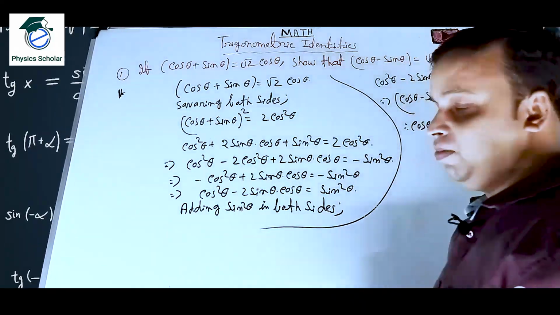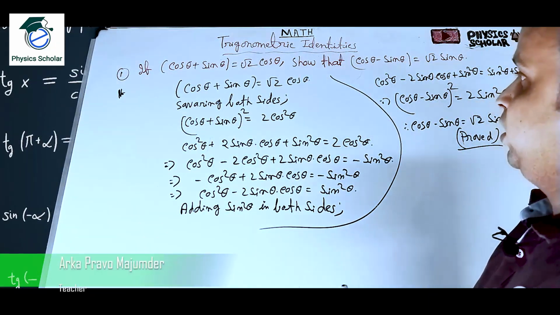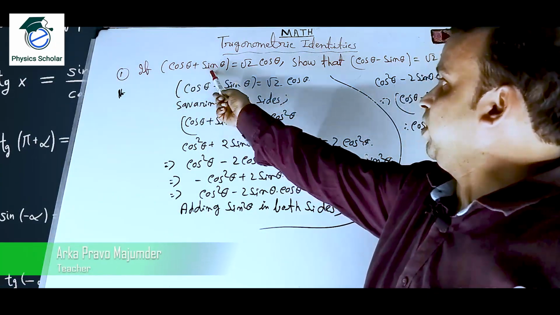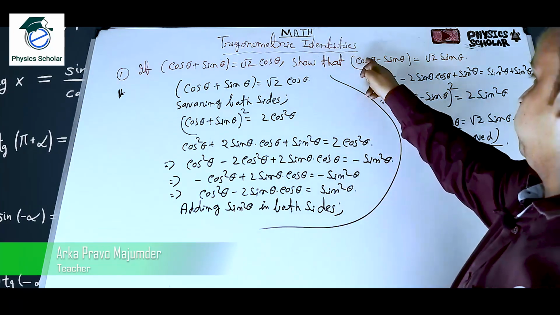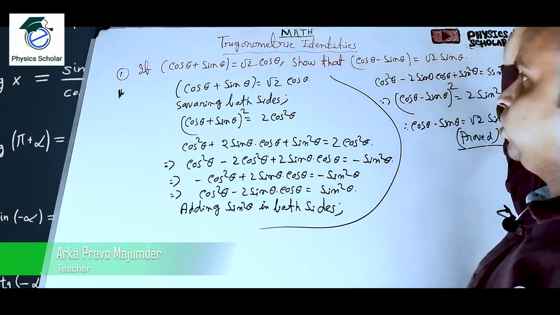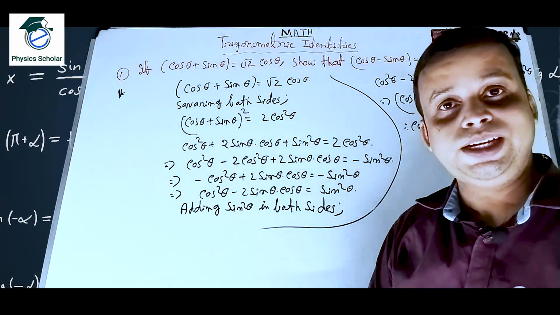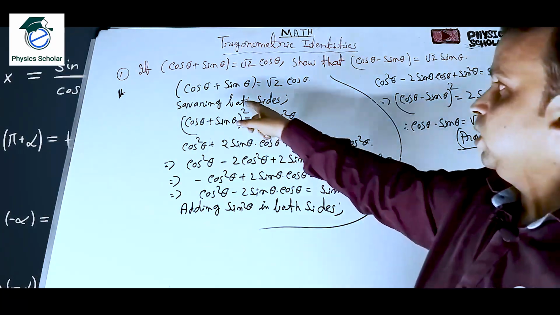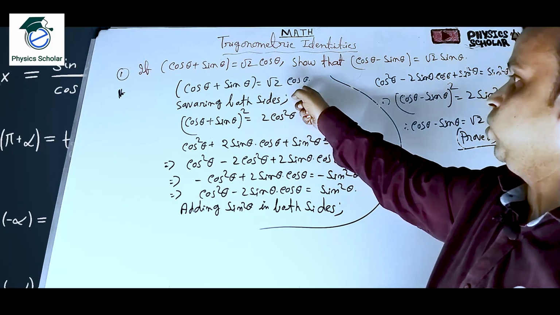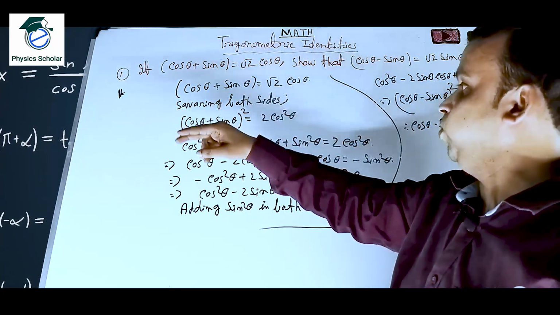So this is a very important sum. Cos theta plus sin theta is equal to root 2 cos theta, and we have to prove cos theta minus sin theta is equal to root 2 sin theta. Four to five times this sum has come in the CBSE board exam. Now squaring both the sides.